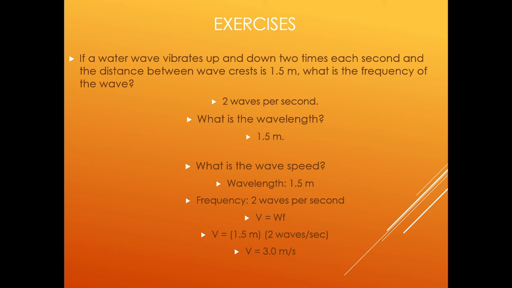All right, so what is the formula for speed? The formula for speed is specified right below. Speed will equal the wavelength times the frequency. And now we just substitute the values. We have that the wavelength is 1.5 meters and that the frequency is 2 waves per second. So what will be the speed of the wave? It will be 3.0 meters per second.